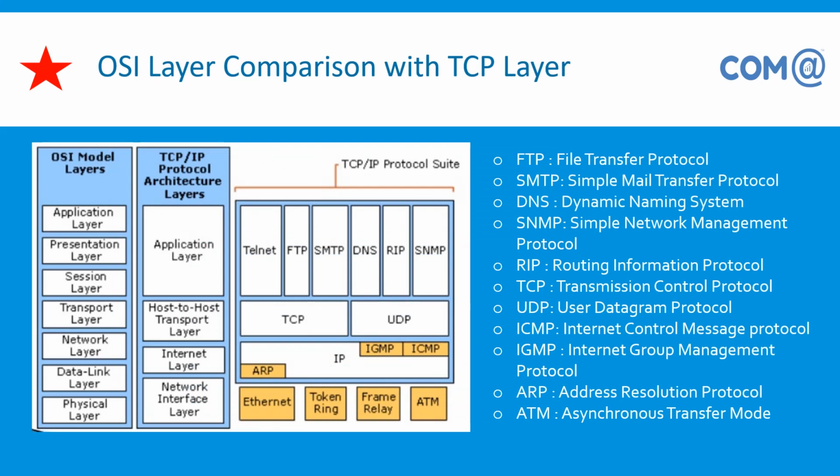The application layer, presentation layer, and session layer of the OSI reference model are together called the application layer over here. All the protocols working in the application layer are mentioned here. Next are the host-to-host transport layer, internet layer, and network interface layer. These are the 4 layers available in the TCP/IP model.